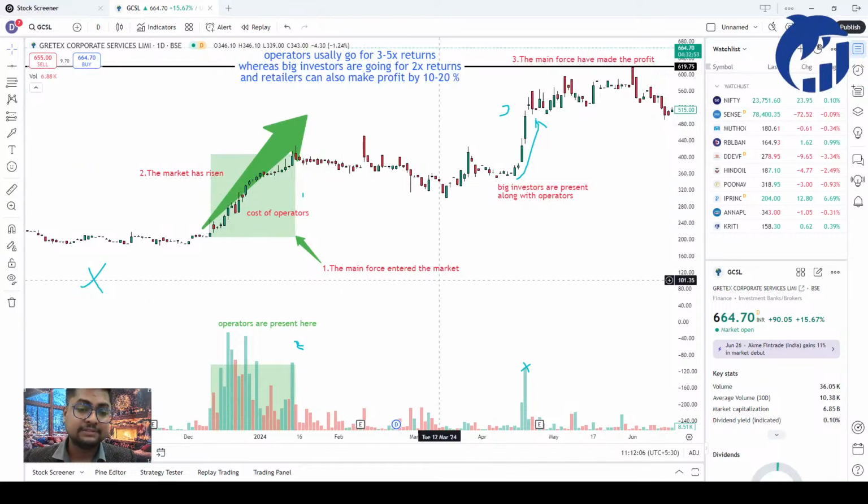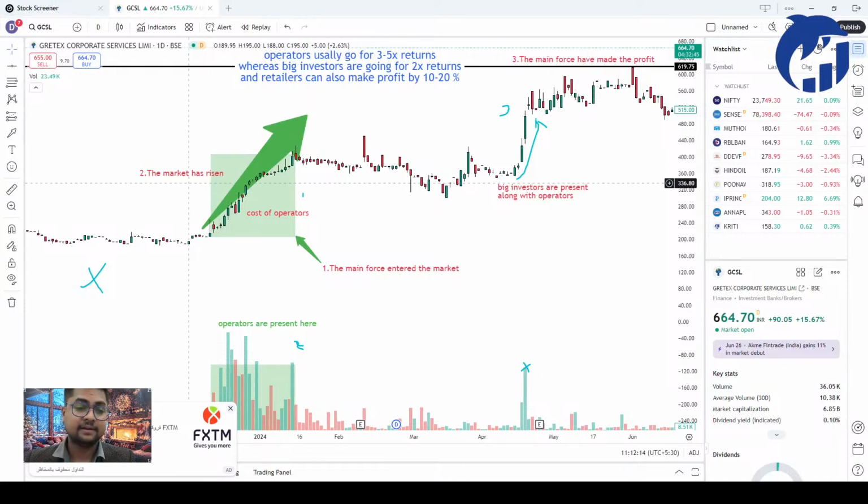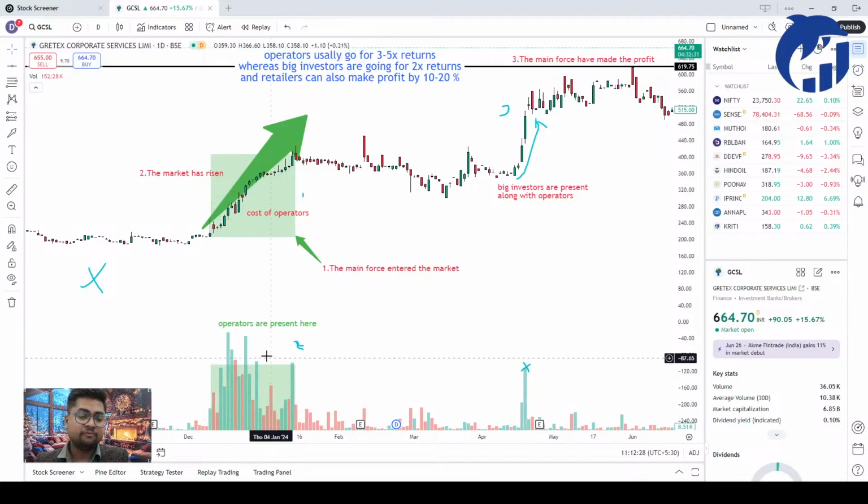The main force entered the market at the level of 200, right? So we are seeing the cost of operators here, which is at around 200 to 400. Secondly, we see the market is rising due to the continuity in the stock, and we are seeing the heap of volume, the bulk volumes are present, so we can confirm the presence of operators here.